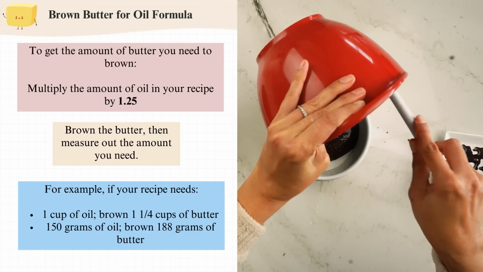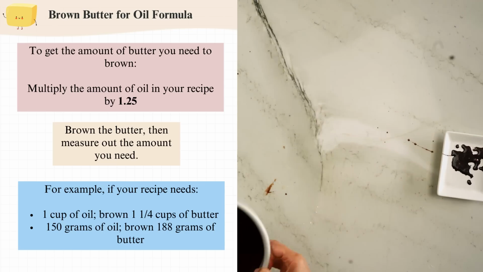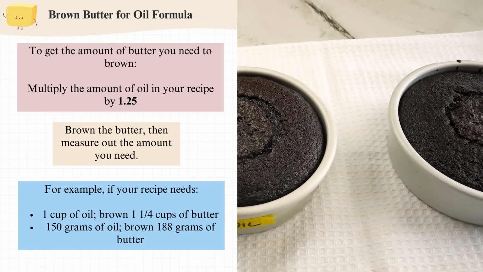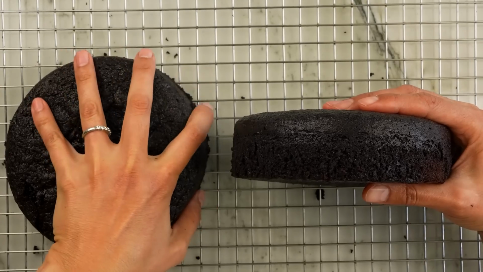So to do this, you're gonna multiply the oil amount by 1.25 to get the amount of butter you need to brown. After the water evaporates, you should get a little more than you need for the recipe, but it's good to account for a bit of excess due to loss from stuff sticking to the pan or mismeasuring.